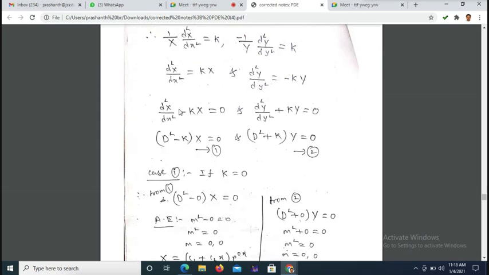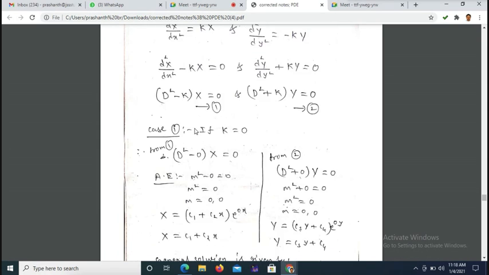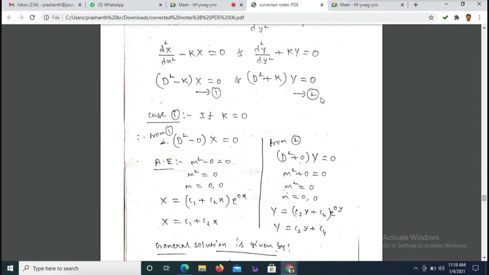Now d²X/dx² minus kX is there, so that I can take X outside: (D² − k)X = 0, and (D² + k)Y = 0. So equation 1 and equation 2 we have. This is (D² − k)X = 0, you can call it equation 1, and (D² + k)Y = 0 is equation 2. So I'm going to take case 1.